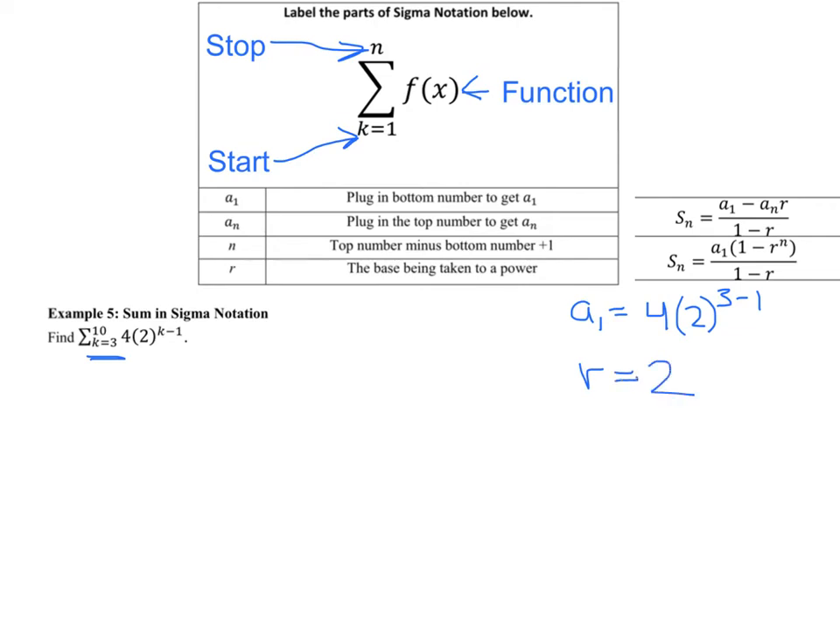And then we also need n. And to get n, it says the top number minus the bottom number plus 1. So we're going to have 10 minus 3 plus 1.